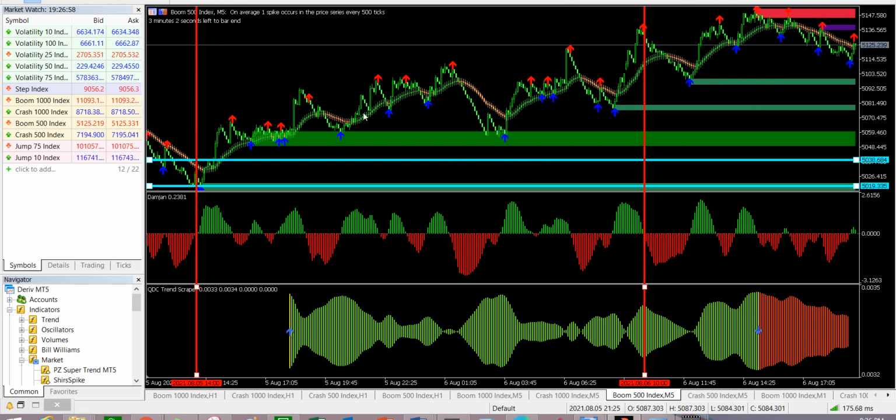For Boom 500, it has been on a very long uptrend. The uptrend started from here, and it went on and on till this level. Okay, this is where it ended. You can see it right here. It ended right here, and it has been going back on a downtrend.